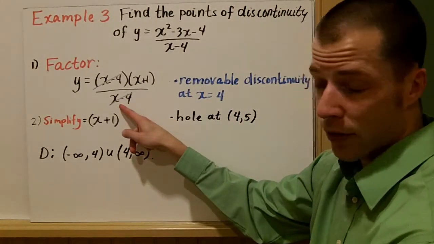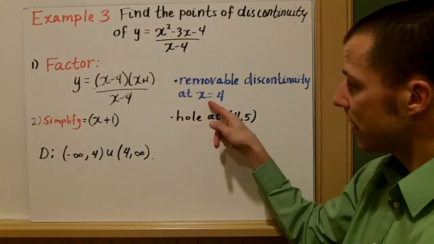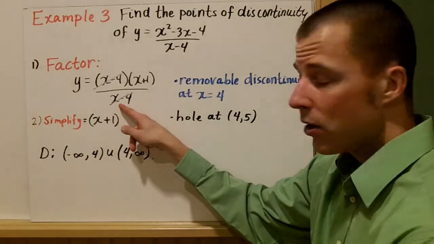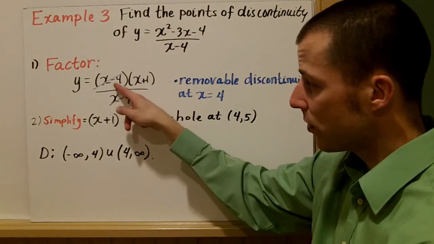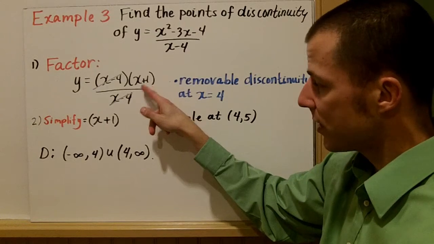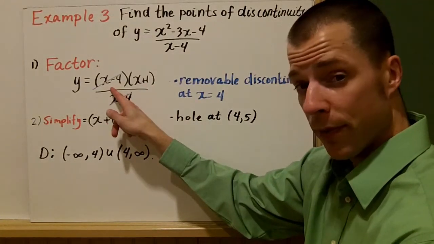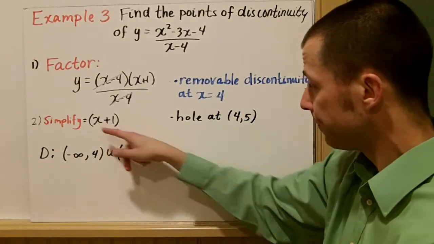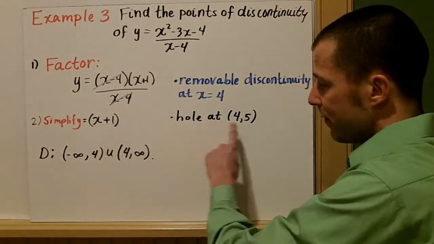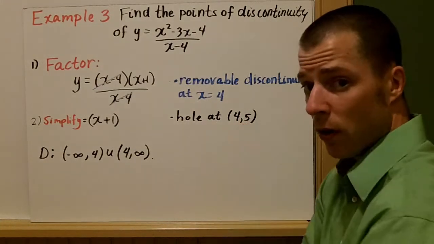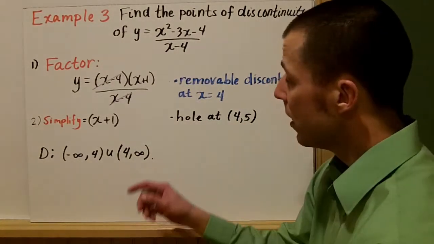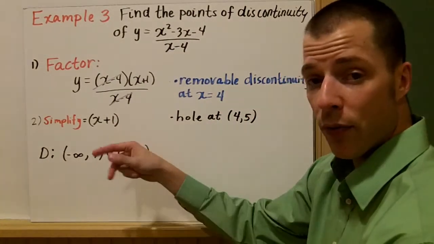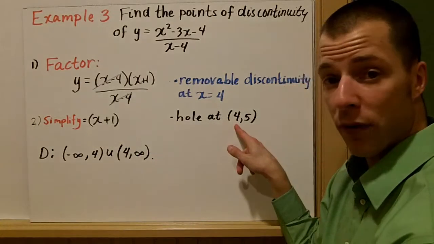Now, if x is 4, the denominator is 0, so I still need to think about that. So I cancel out or simplify this rational expression, and the x minus 4 factors become 1, and I'm left with just x plus 1. So the simplified rational expression is x plus 1. If I plug in 4, I get 5 into that function, so there's going to be a hole at 4, 5. Okay? So this is removable discontinuity. This is where you'd see a linear graph with a hole or a puncture at 4, 5.